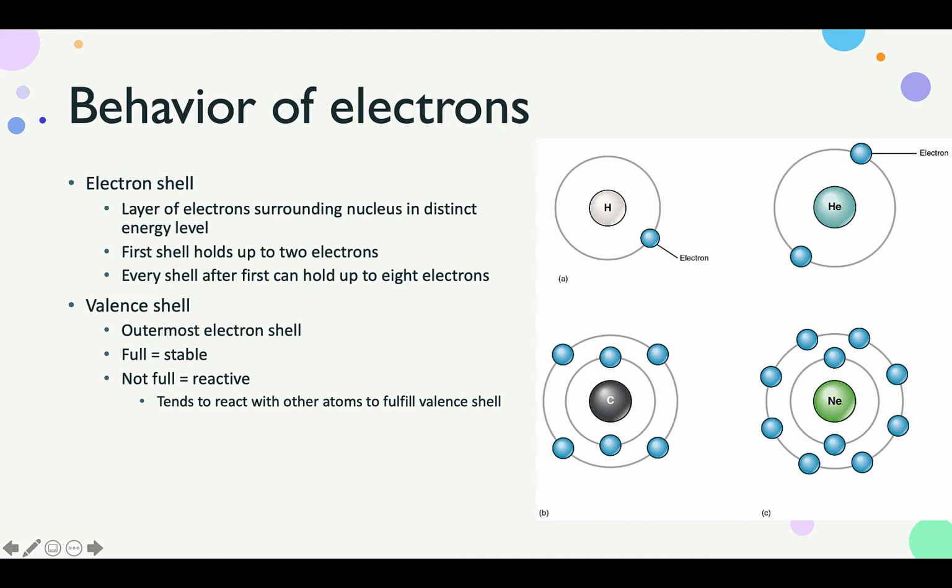The factor that most strongly governs the tendency of an atom to participate in chemical reactions is the number of electrons in its valence shell. A valence shell is an atom's outermost electron shell. If this shell is full, the atom is stable, meaning its electrons are unlikely to be pulled away from the nucleus by the electrical charge of other atoms. If the valence shell is not full, the atom is reactive, meaning it's going to react with other atoms so that it can fill that valence shell.